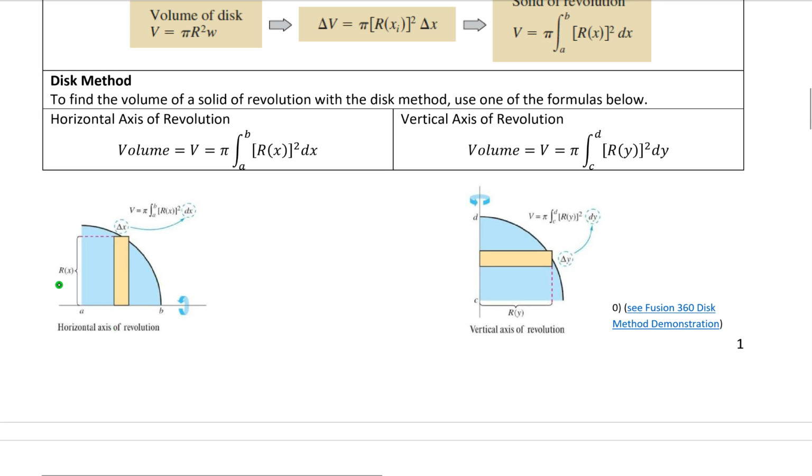It's really hard for me to draw these. Then you're going to use this formula. Notice that it's r of x, so that means this formula is in terms of x. And if you have it this way, you're rotating it like that, then notice that the vertical axis of rotation, you have a function that is in terms of y.